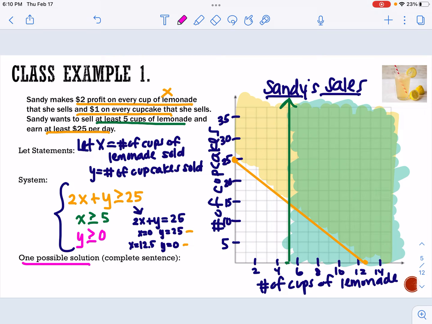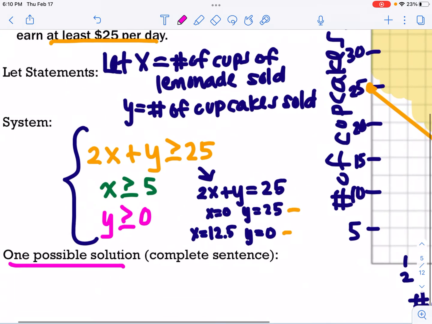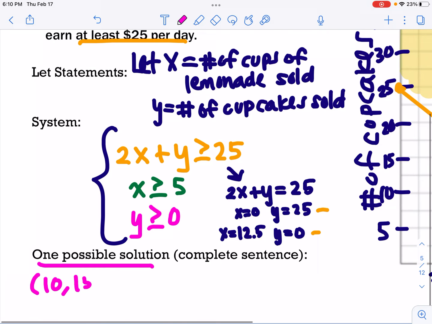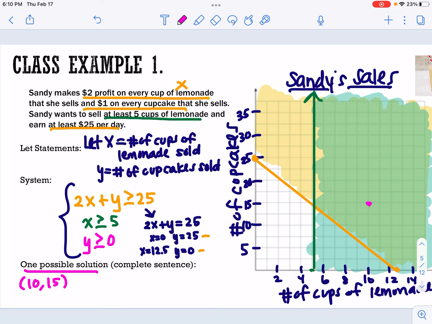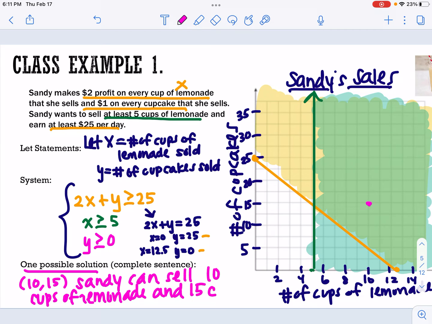So we're going to list any point. Let's say we choose (10, 15). We're going to write that ordered pair here, but I will not accept just an answer of just an ordered pair. You do want to analyze what this means in the context of the problem. What this means is that Sandy can sell 10 cups of lemonade and 15 cupcakes.